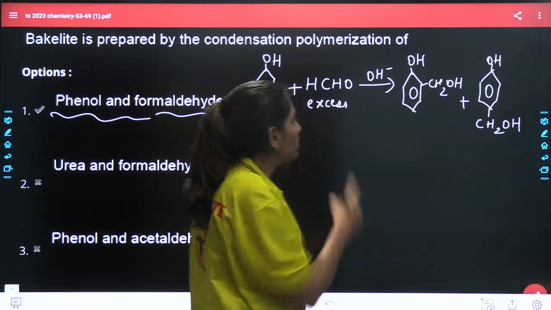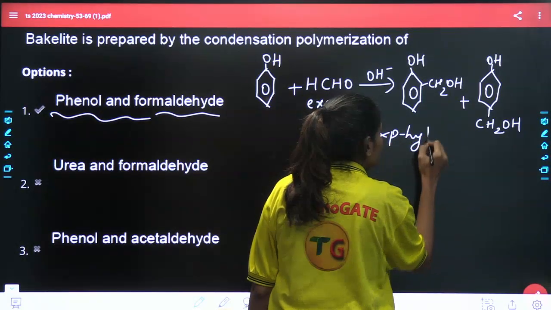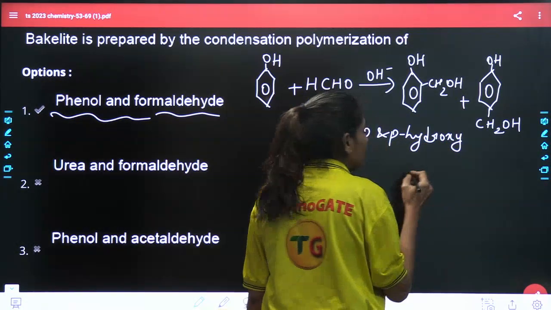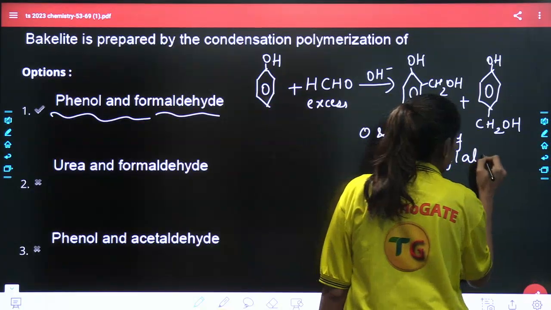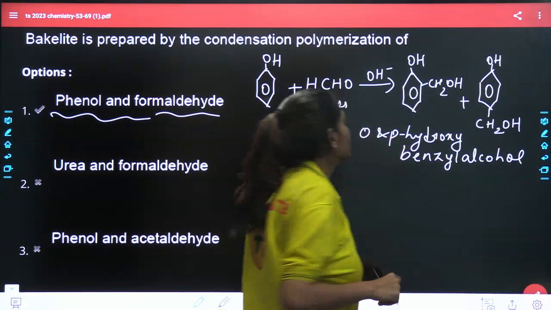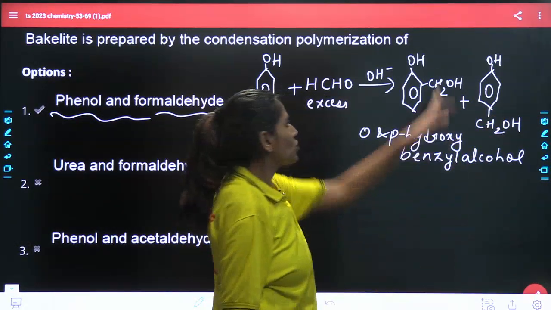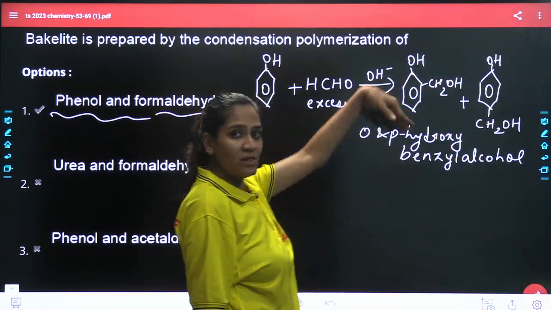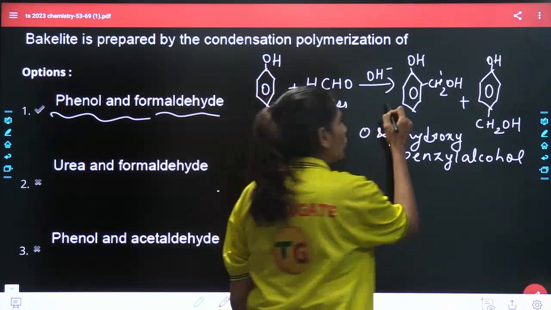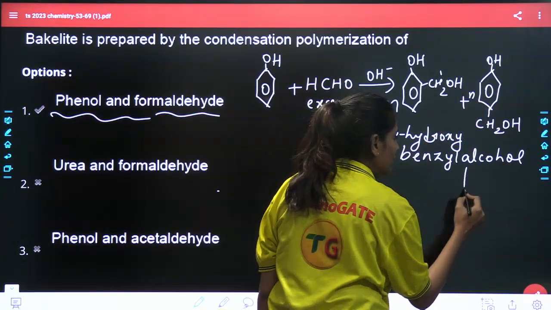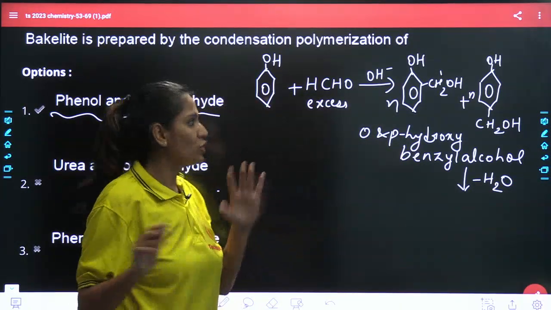This intermediate would be formed. Its name is ortho and para hydroxy benzyl alcohol. Here this group is at ortho, and here this group is at para. This entire group is known as benzyl alcohol. Now n molecules of this and n molecules of this will condense, a water molecule would be eliminated, and our cross-linked polymer bakelite would be formed.